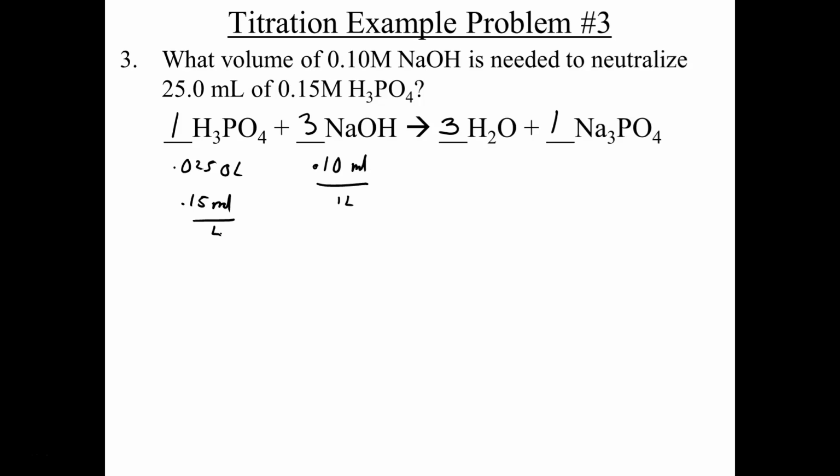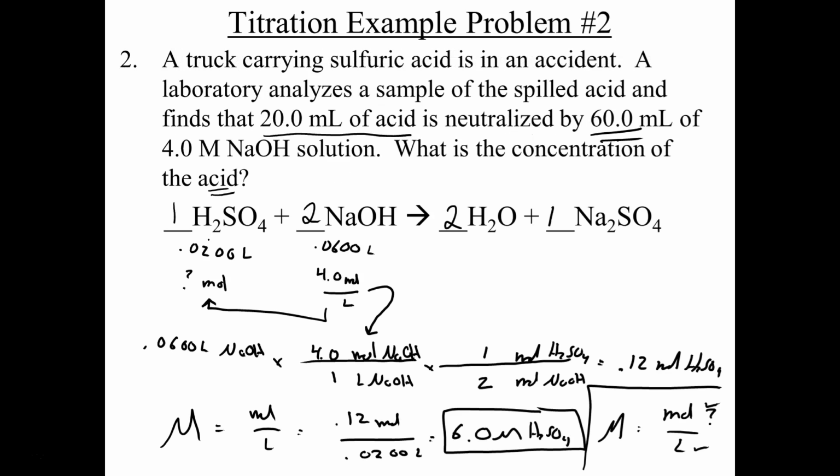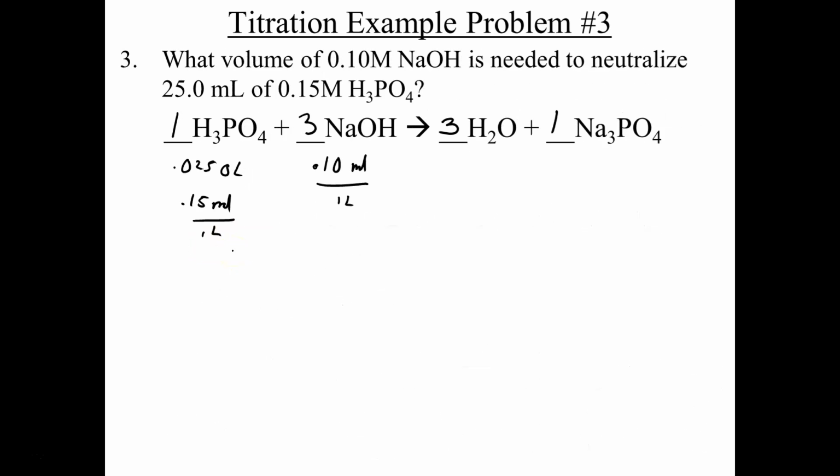So that's 0.15 moles per liter. So I'm unpacking my molarity again, as you can see. Now in this case, it says what volume of NaOH is needed to neutralize that. So in the last two examples, like this one, I had to find the concentration of the acid. I had the volume. I had the 0.0200 liters for that one.